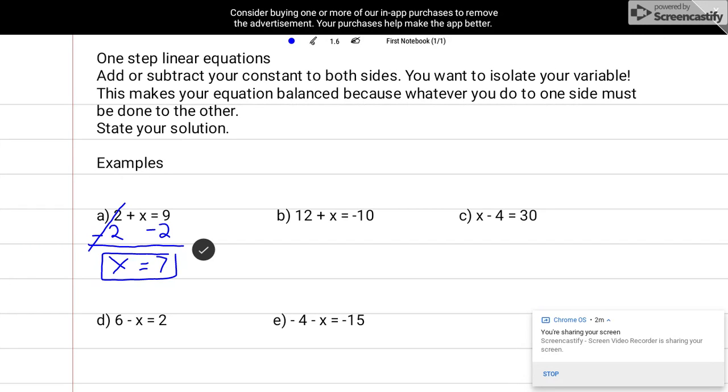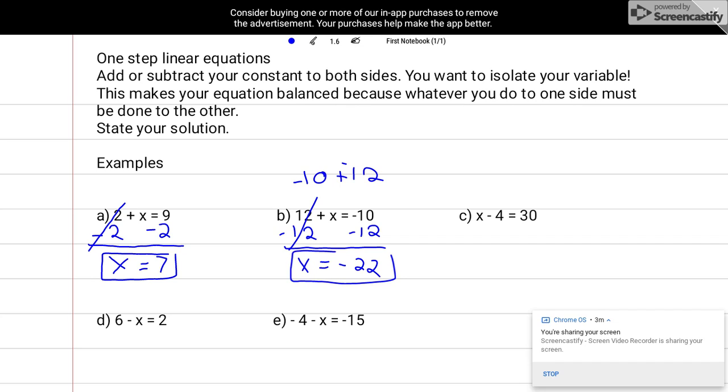Let's try the one right next to it, problem B. So the same kind of concept here, but now we have a negative 10. It still does not change the method that we use. So I'm going to subtract 12 because it is a positive 12 right now, because we can't see the sign. See you later, 12s. And I'm left with x equals. So what is going on the right side here is negative 10 minus 12. You can use keep, change here, and it's really saying negative 10 plus negative 12. That gives me a negative 22, and that is my final solution.